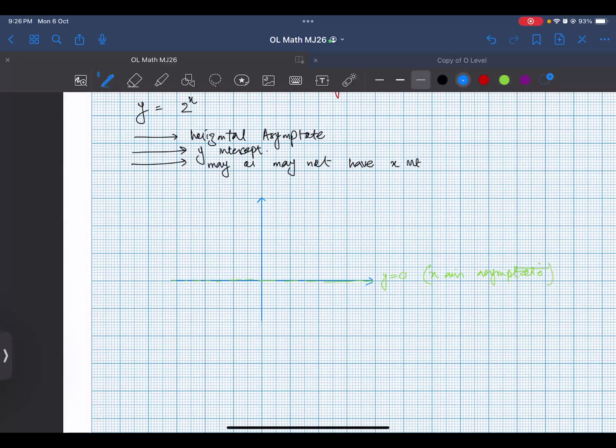And then finding the y-intercept. For the y-intercept, you know what to do? You input your x as 0. So y is equals to 2 power 0, which is equal to 1. So this means it is passing through 0, comma 1. So 0, comma 1 is this point. This is 0, comma 1. And your graph would start like this. And it will never cross the x-axis, okay? X-axis is the asymptote. It will remain positive. The graph will remain positive. It will be above the x-axis.